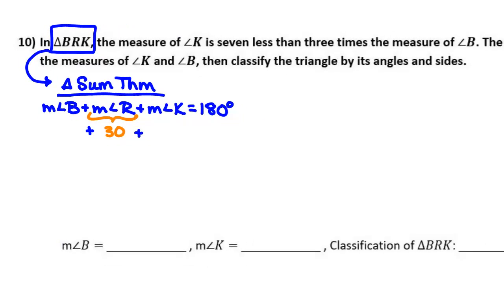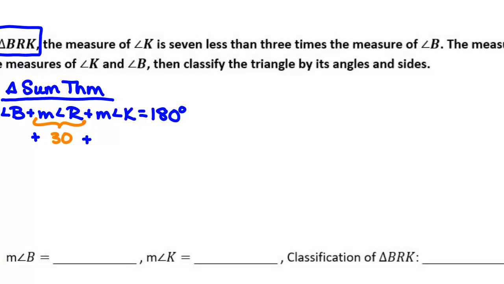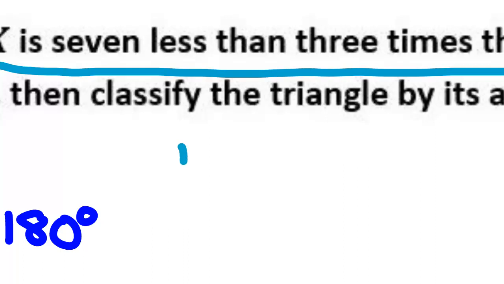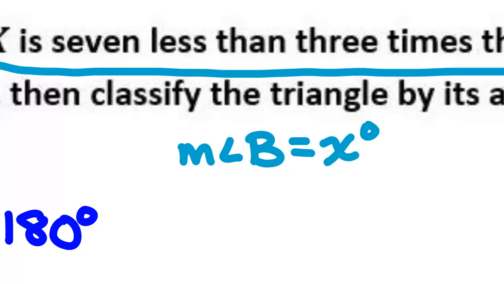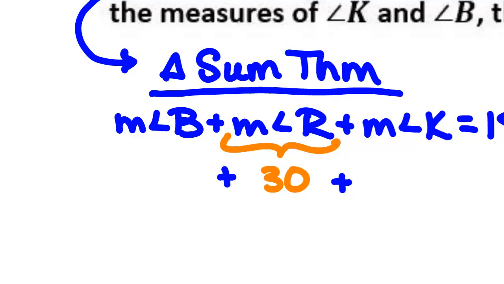It says that K is 7 less than 3 times the measure of angle B. Which angle do I have absolutely no information about at all? Oh, I know K is 7 less than 3 times. I don't know anything at all about B. So if I don't know anything about it, what should I call it? I'm going to call it X. So in the place of B, I'm going to put X.